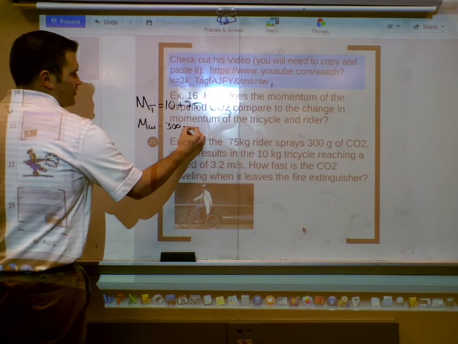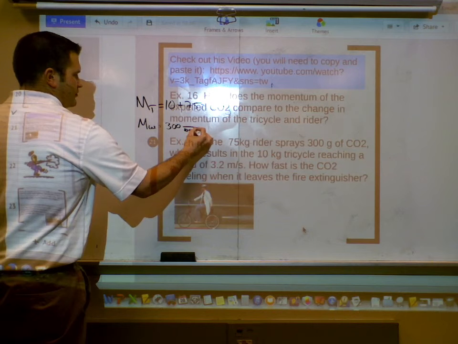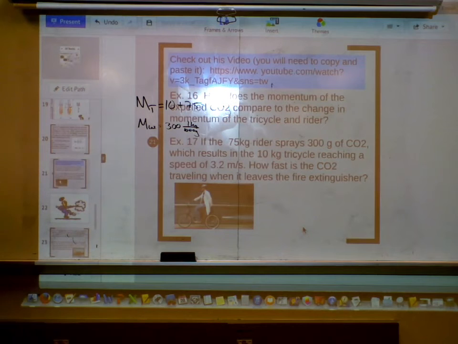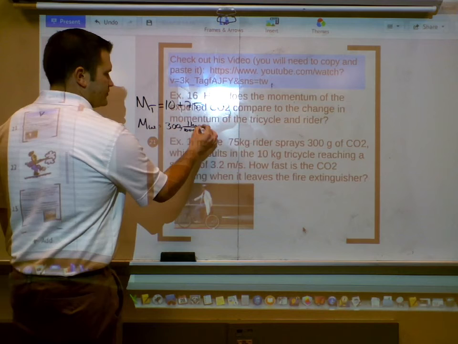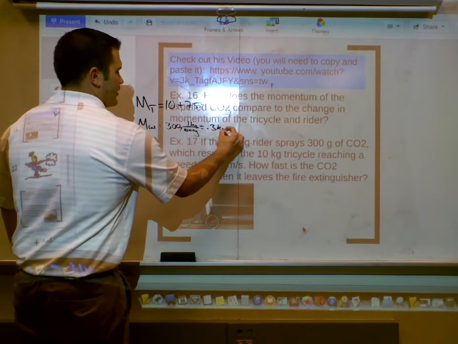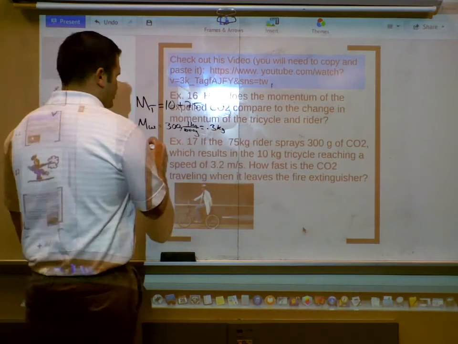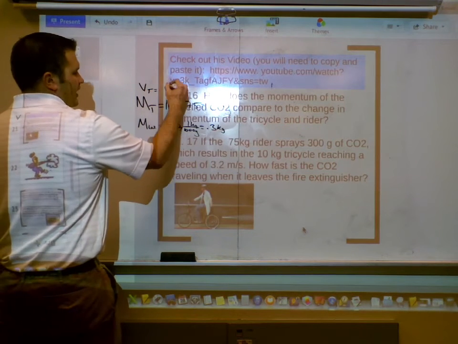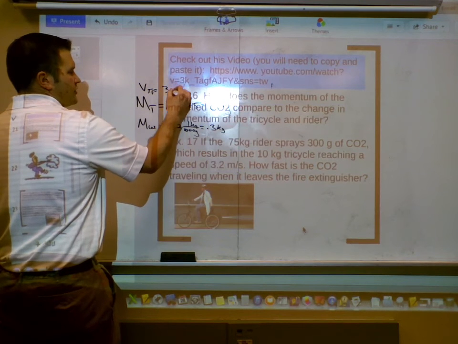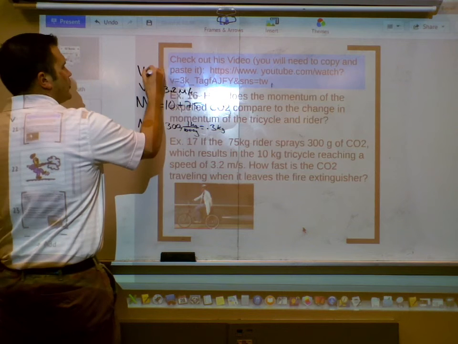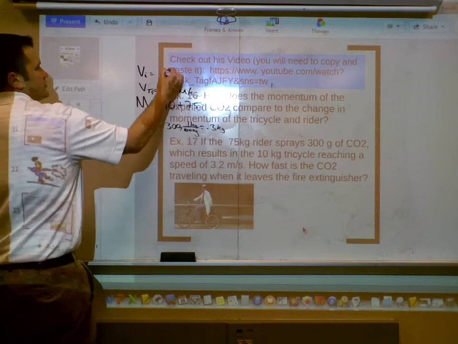Okay. Divide that by 1,000. How do you know what to divide it by? Because kilo means 1 times 10 to the third. So if I want to go from grams to kilo, I need to divide by 1 times 10 to the third. It goes all the way back to unit 1. So 0.3 kilograms. The velocity of the tricycle at the end is 3.2 meters per second, right? What's the velocity of both initially? 0.